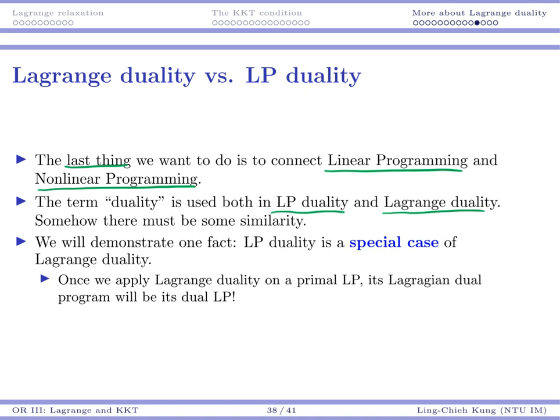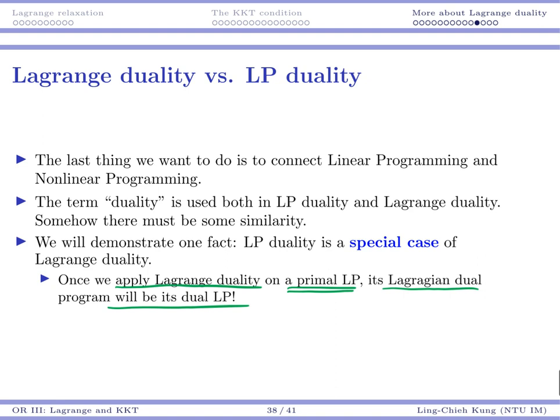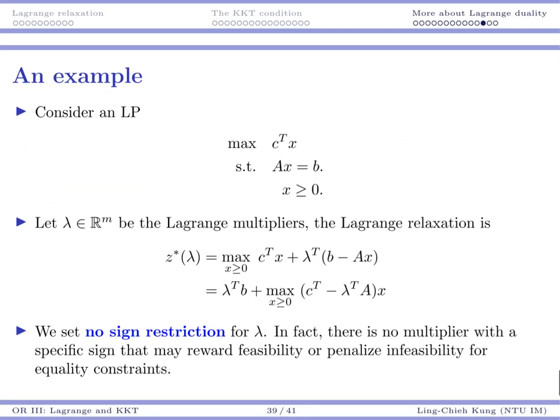So now we're going to give you one last fact. LP duality is actually a special case of Lagrange duality. So this may not be so useful if you want to solve problems, but this again gives us a chance to appreciate the beauty of mathematics and operations research. Okay, so we're going to take a primal LP and try to apply Lagrange duality on it, and then show you that its Lagrangian dual will indeed be the dual LP. Okay, so that's our plan, and let's try to do it.